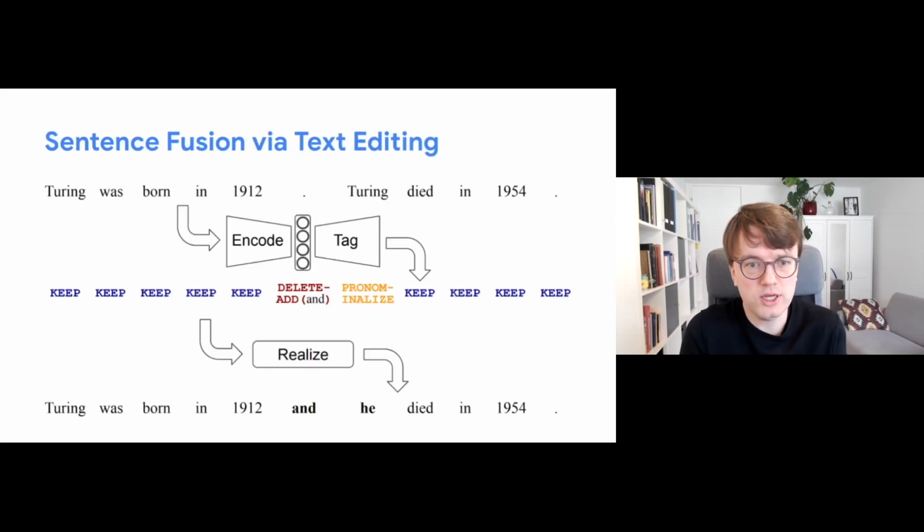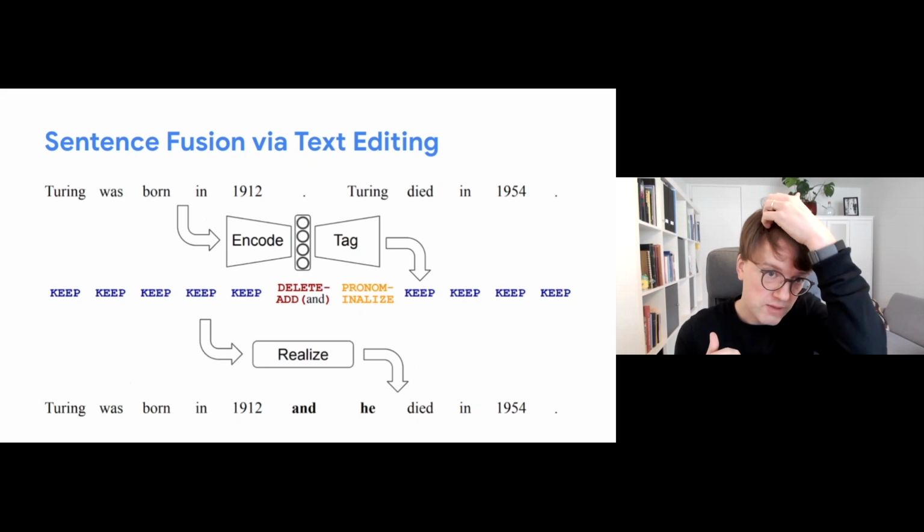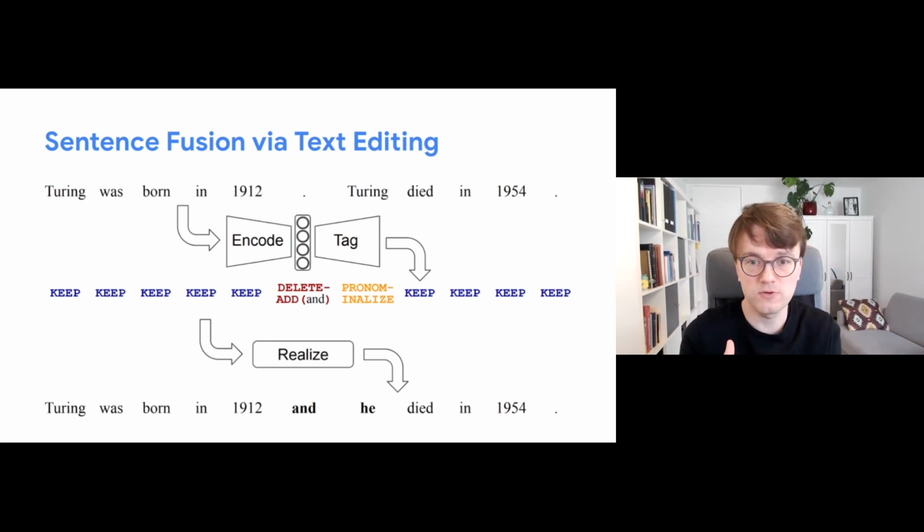Okay, so how does this work in practice? You have an input text. First you encode, so you produce an embedding for each of the input tokens, and then you predict the tag for each input token, where the tag corresponds to an edit operation. So for this particular input, you might predict to keep each of the input tokens, except for deleting the period in the middle between the 2 sentences, replacing it with the word and, and then pronominalizing the second mention of Turing. And then finally, you have a realization step where you apply these tags to get the output, like Turing was born in 1912 and he died in 1954. Okay, so this is a high-level overview of how the method works.